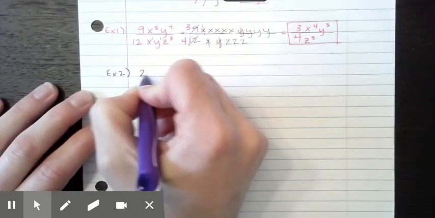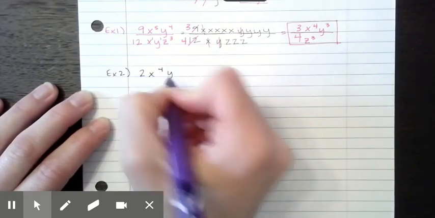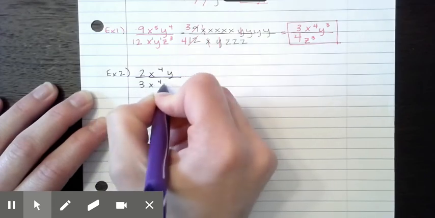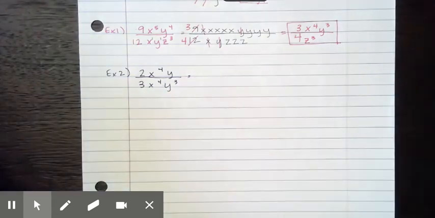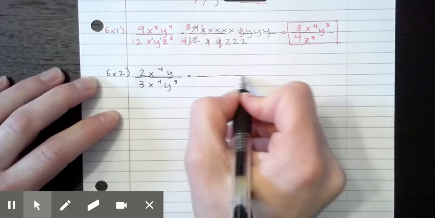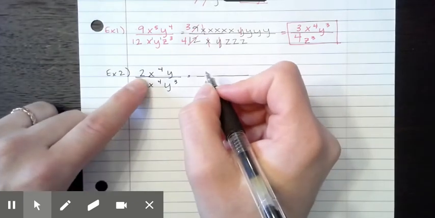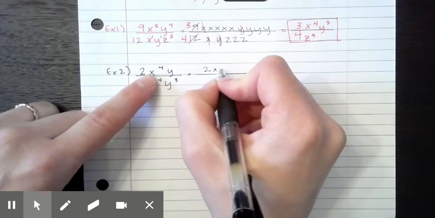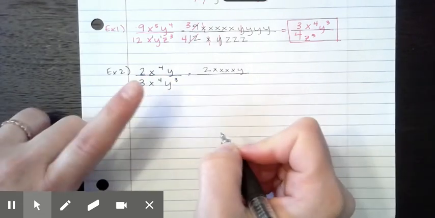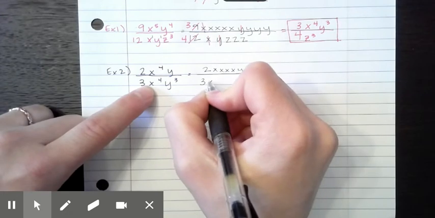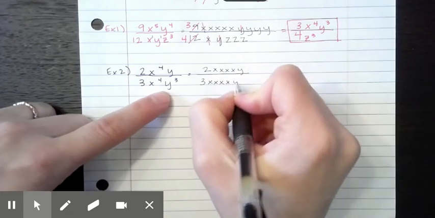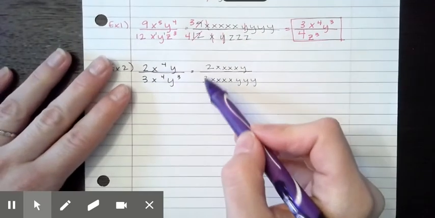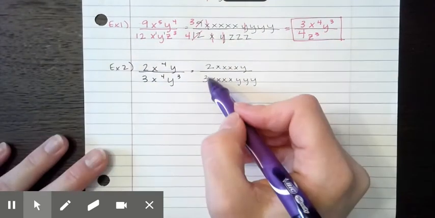In my numerator is 2x to the 4th y, all over 3x to the 4th y to the 3rd. Right, so I'm going to rewrite everything in expanded form. I'm going to go a little bit faster this time as well. 2x to the 4th is 4x's, y, 3 in the denominator, 4x's, 3y's. Can I simplify this fraction or these constants? Nope, that 2/3 stays a 2/3.